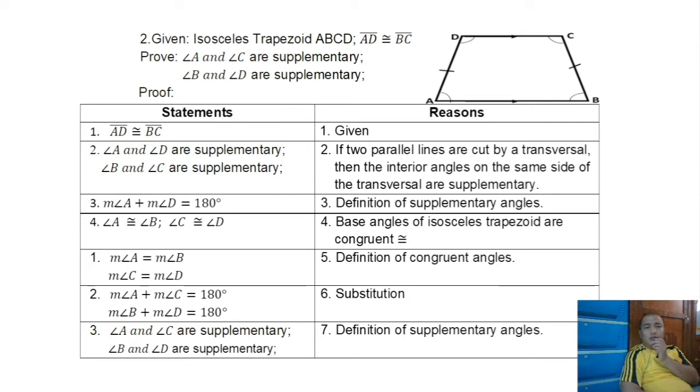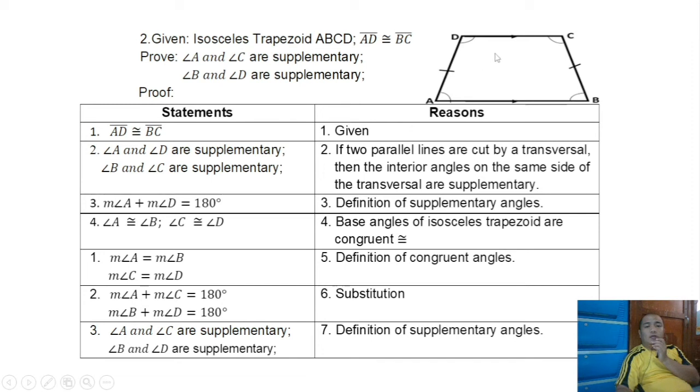Given isosceles trapezoid ABCD, AD is congruent to BC. Prove that angle A and angle C are supplementary, angle B and angle D are supplementary. Number 1, AD is congruent to BC, given. Angle A and angle D are supplementary. Angle B and angle C are supplementary. If two parallel lines are cut by a transversal, then the interior angles on the same side of the transversal are supplementary. Bale dito, yung AD yung transversal. So, they are supplementary. Now, angle A plus angle D is equal to 180 degrees.